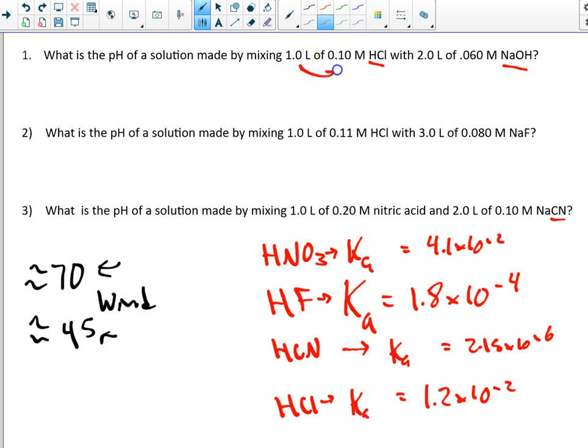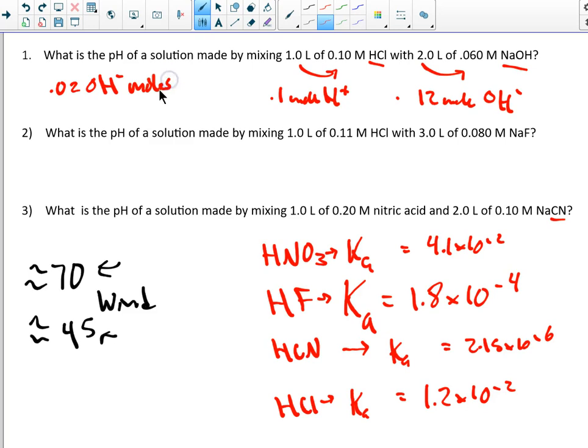So you find the moles. 1 times 0.1 is 0.1 mole of H plus. 2 times 0.06 is 0.12 mole OH minus. So you look at the difference, and the excess would be 0.02 of OH minus, right? Now that's the moles, but we need concentration if we're going to find pH, right? So you take the moles and divide it by the total volume, which is 1 liter plus 2 liters. That's 3.